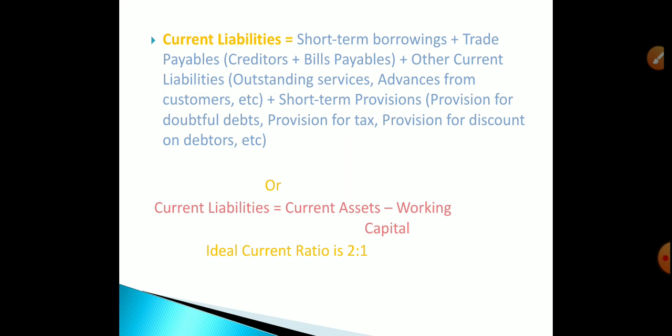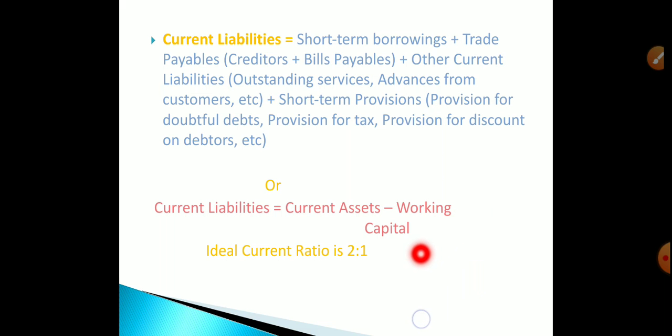Now you might also ask what are long-term provisions? Some examples for long-term provisions are provision for depreciation, provision for repairs and renewals. This will not be included. So another formula for current liabilities which we can use is current liabilities equal to current assets minus working capital. We are deriving this formula from the working capital formula only, which is working capital equals current assets minus current liability.